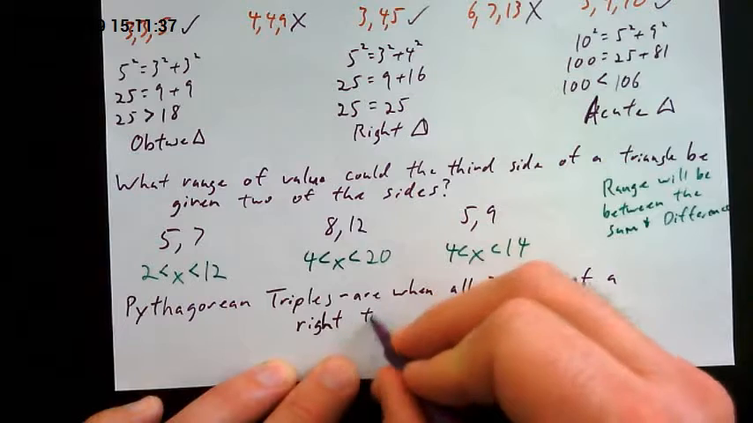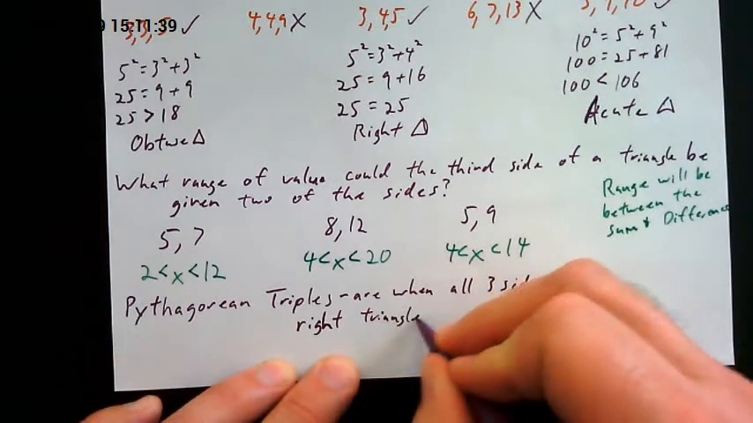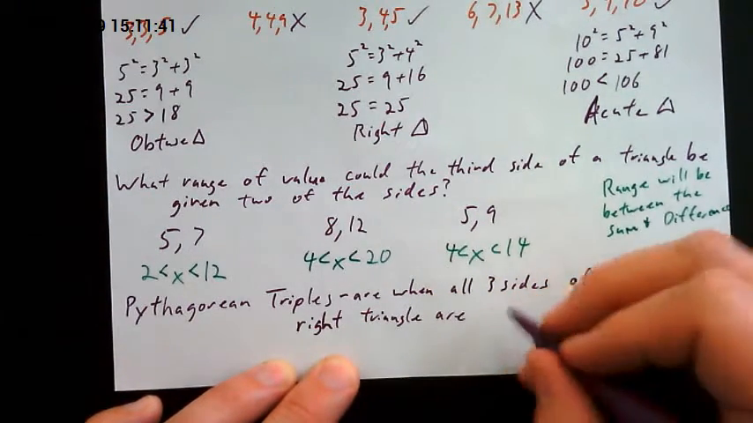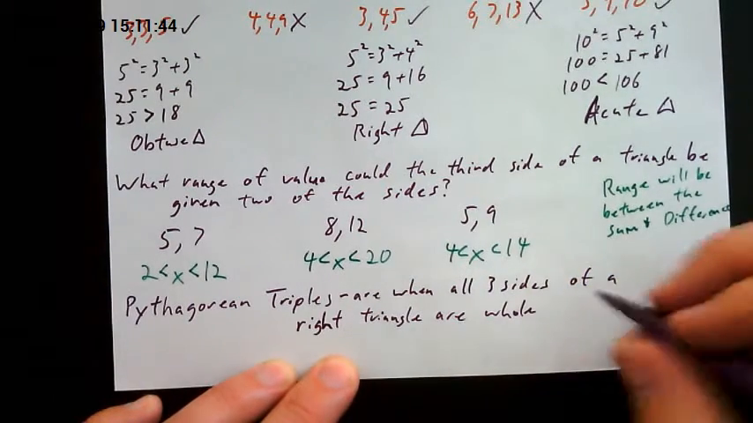What did they say? Are whole numbers? Yep. I didn't say a right triangle, you just said a triangle. No, I said right.